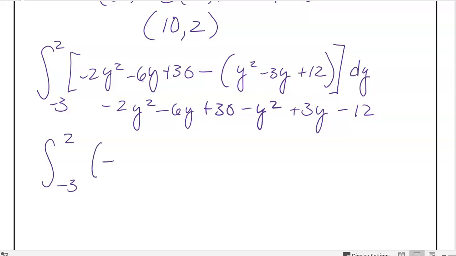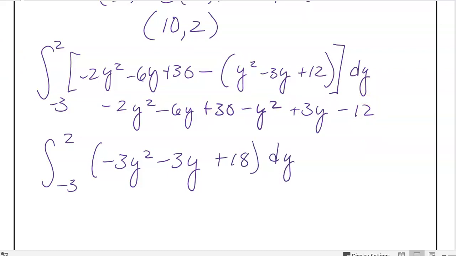This would lead to an integrand of negative 3y squared. Combining the negative 6y and 3y would give negative 3y in the integrand. And combining the positive 30 and minus 12 would give me plus 18 in the integrand. Then I integrate from y equal negative 3 to y equal 2 with respect to y.